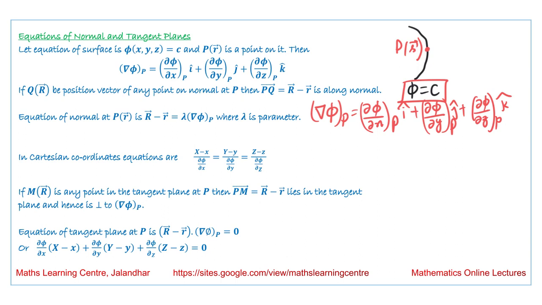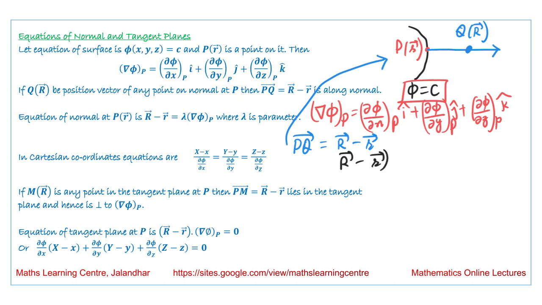Now if we talk about the normal to this surface P, we have drawn a normal to it and taken a point Q on this normal, with position vector r vector. Then the vector PQ is equal to r vector minus r₀ vector, and the direction of this PQ vector is along the normal. So the equation of this normal we obtain is r vector minus r₀ vector, and it is in the direction of the normal.